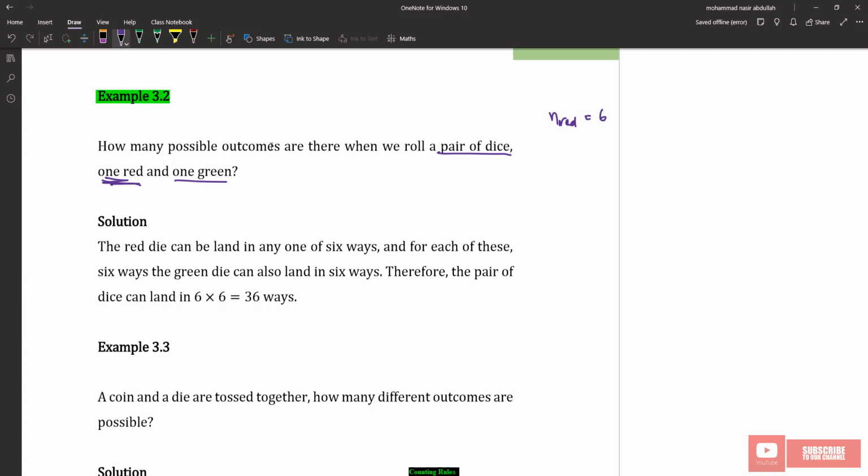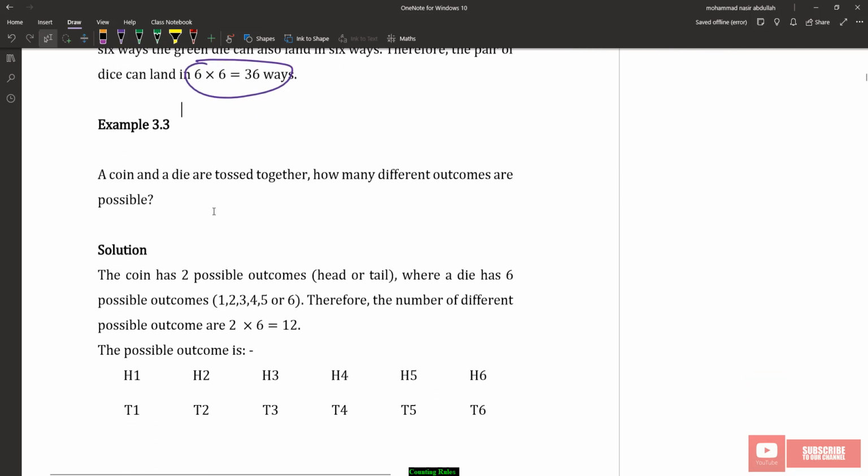We also have 6 possible outcomes, and for green we also have 6 possible outcomes. So these two together will lead to 36 ways, by using the first theorem, n1 multiplied with n2 equal to 36. Right, let's look at example number 3.3.